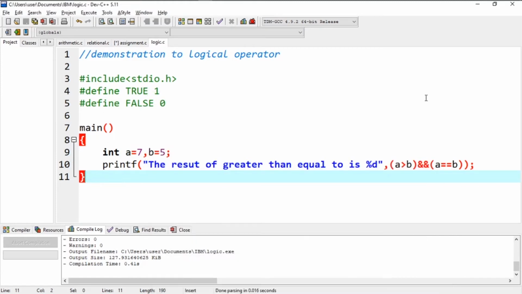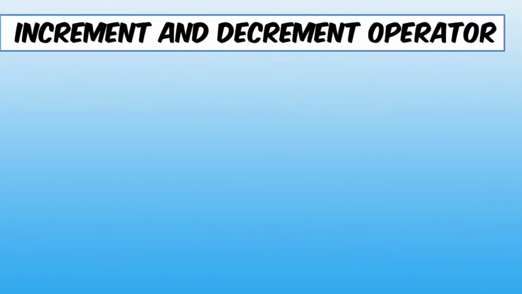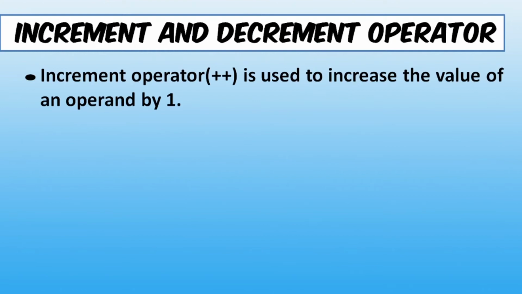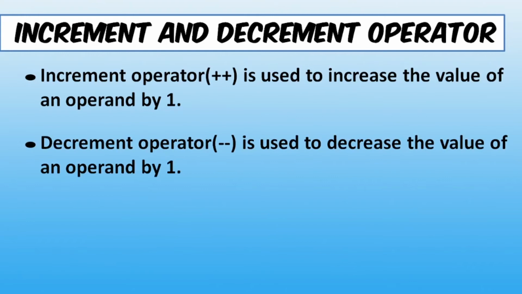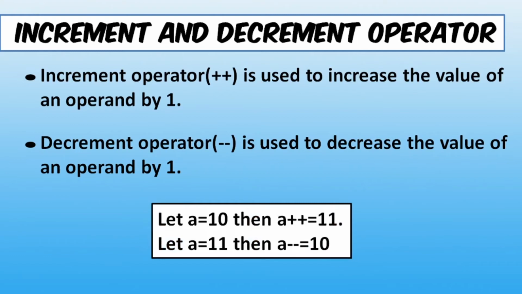We mostly use this logical operator in branching statements. After logical operators there come increment and decrement operators. The increment operator, that is plus plus, is used to increase the value of an operand by 1. Similarly, the decrement operator, that is minus minus, is used to decrease the value of an operand by 1. Let us suppose a equals to 10. Then if I do a plus plus, the value will be 11, as the increment operator increases the value of a by 1. Similarly, if a equals to 11 and we perform a minus minus, this will be 10.